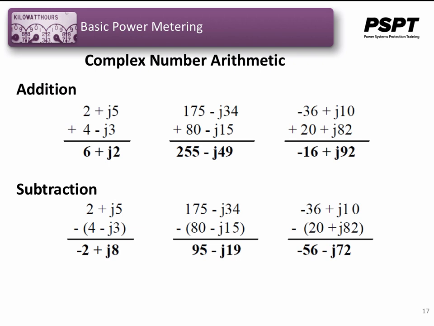And finally, in our last subtraction, you would have a phasor minus 36 plus J10, and you're going to subtract 20 plus J82. So you change the signs of those two components of that phasor, so you'd end up with minus 20 minus J82. So you'd have minus 36 minus 20 would give you minus 56 for the real component, and plus J10 minus J82 would give you minus J72 for the resultant.